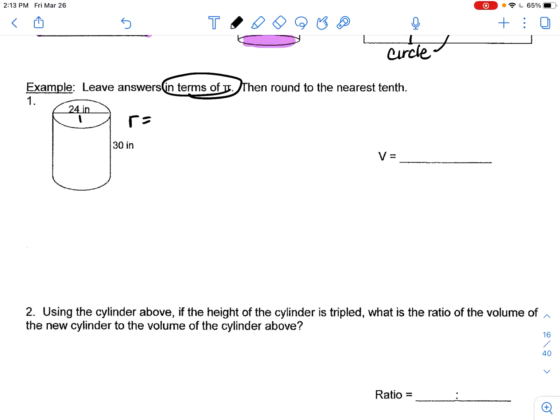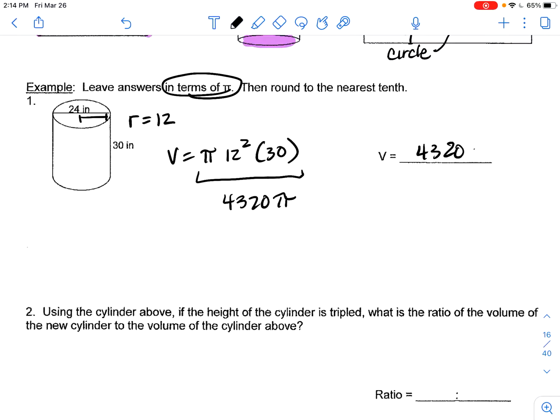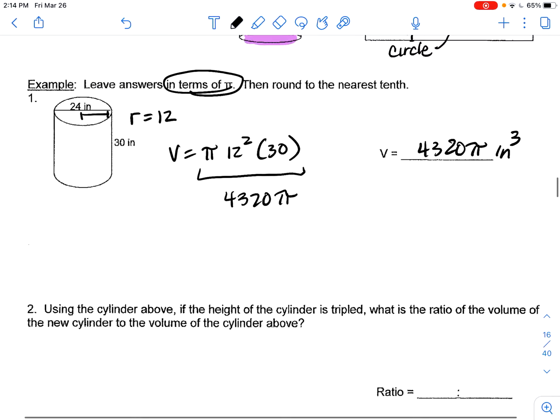So my radius is half of the diameter, right? So my radius here is 12. Volume, pi times the radius squared times the height. And so when we clean this up, I just need to do 12 squared times 30, and it's going to be 4320 pi, and this is inches cubed.